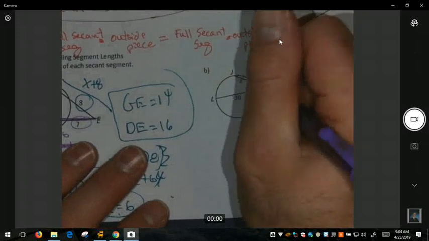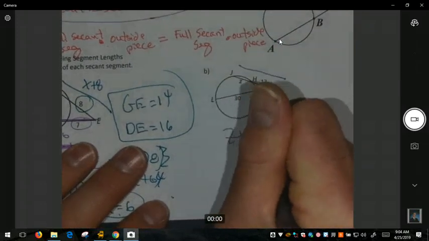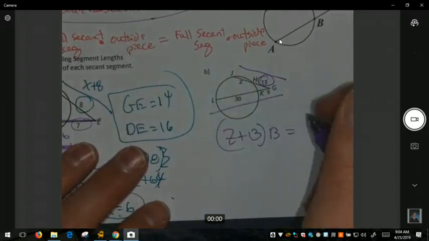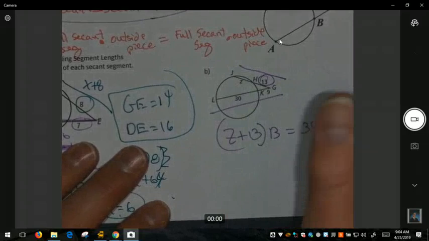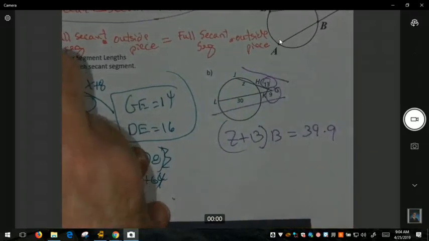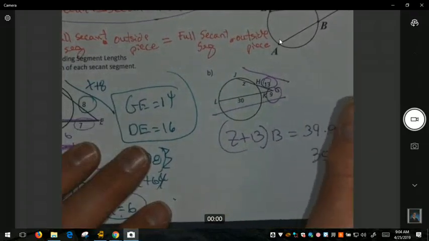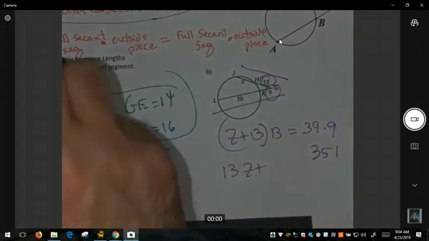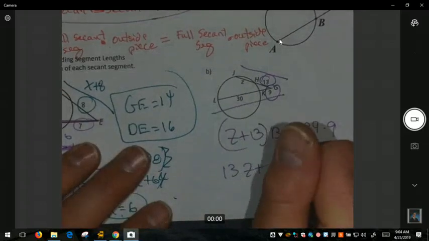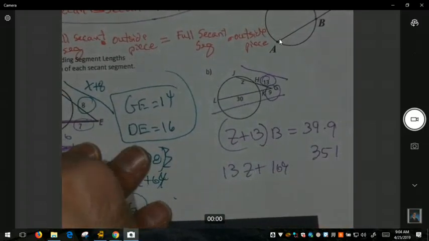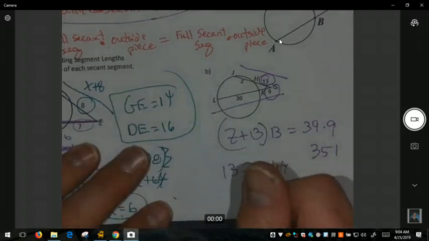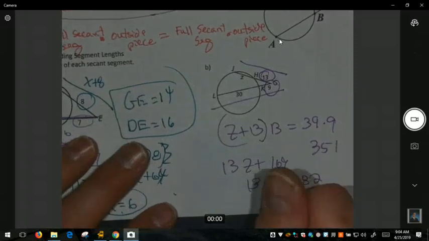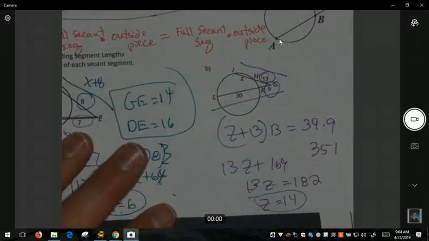For letter B, the full length of JG is Z plus 13. The outside piece is 13. The full length for LK is 39. The outside piece is 9. 39 times 9 is 351. This is 13Z plus 169. So now I have 351 minus 169. So 13Z equals 182. Divide by 13, we'd have that Z is 14.